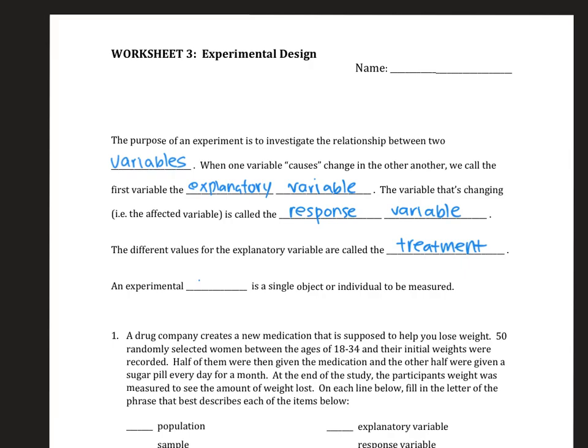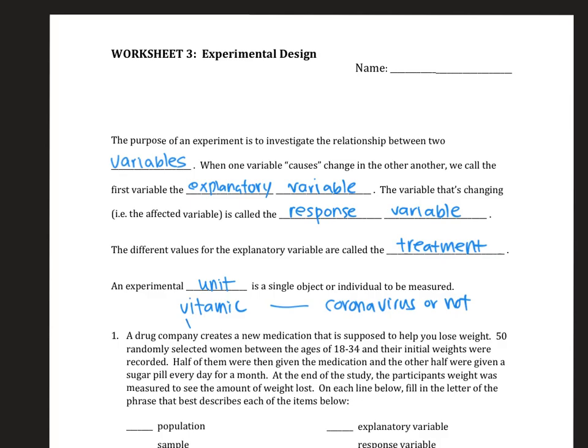An experimental unit is a single object or individual to be measured. So if somebody is giving me a vitamin C, that'd be an example of a treatment, and I, as a person, am the experimental unit. So in this example, vitamin C was the explanatory variable, and getting coronavirus or not is a response variable, right?